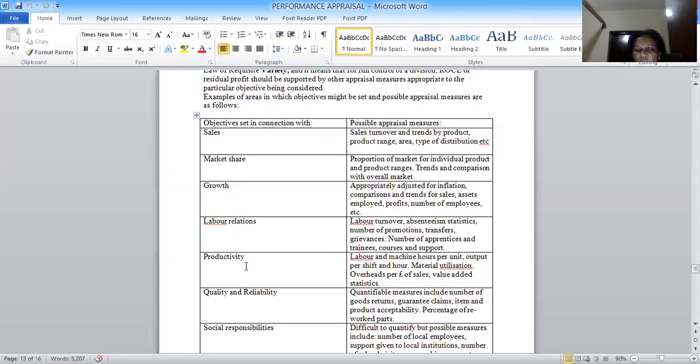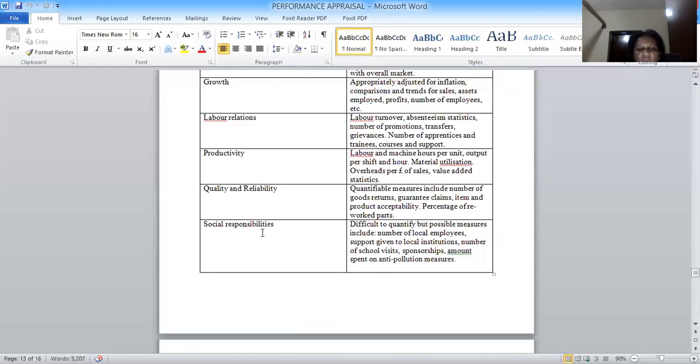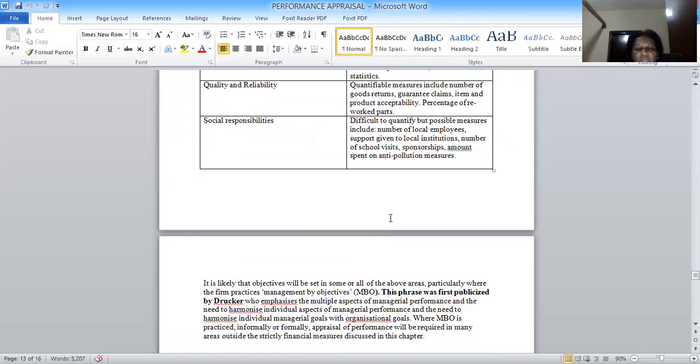So if you want to measure our productivity level, the possible measures include machine hours per unit, labor hours per unit, and so forth. We can also have an objective like quality and reliability. All these things, we can measure them looking at what we have in this table.